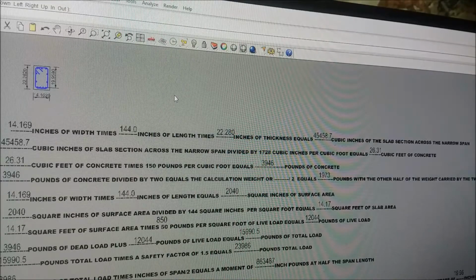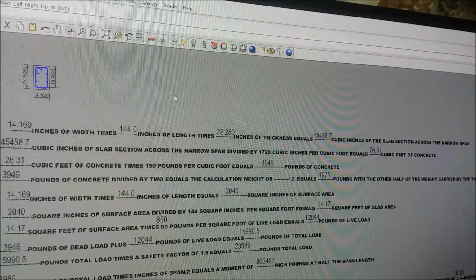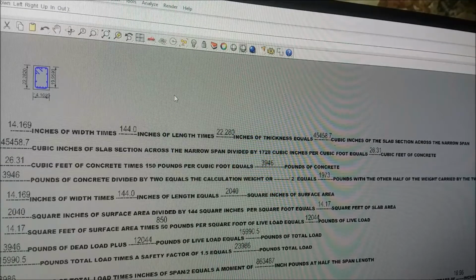And that was a floor slab. And now we're going to do beams. We're going to do 2 examples. And we're going to put something on these beams. I'm going to put a floor on both of them.